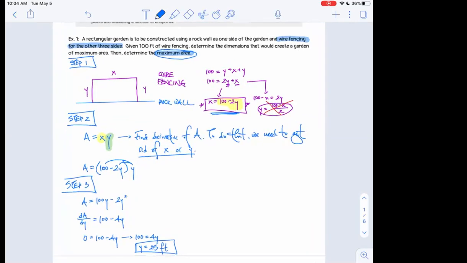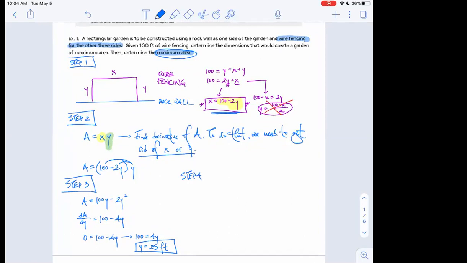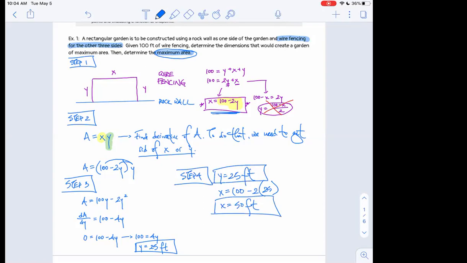Let's call this step 4, where we answer all the parts of the question. So I know y equals 25 feet. I know x is going to equal 100 minus 2 times 25, and that gives me 50 feet. So I've got dimensions of 25 feet by 50 feet. Then I go back to the question and make sure I've answered everything.